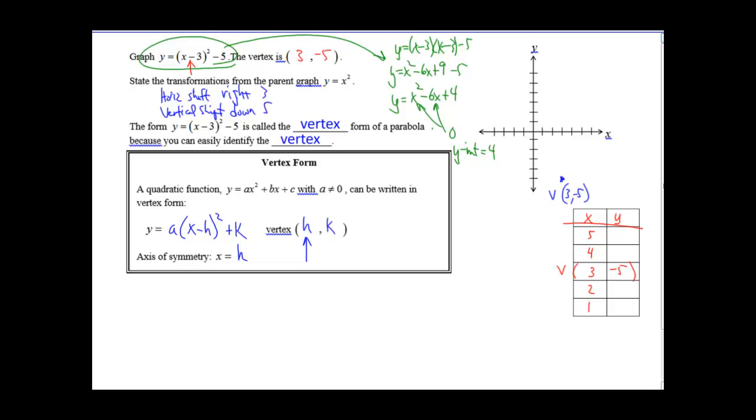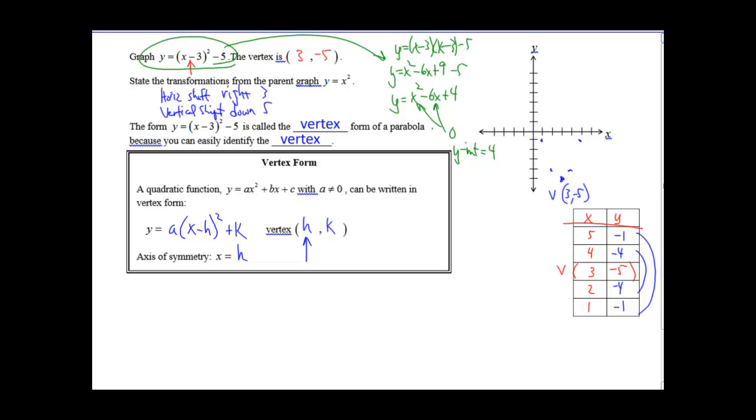If we plug in 5, what we can do is 5 minus 3 is 2. 2 squared is 4. 4 minus 5 is negative 1. 4. 4 minus 3 is 1. 1 squared is 1. 1 minus 5 is negative 4. Already got the 3, negative 5. 2. 2 minus 3 is negative 1. Negative 1 squared is 1. 1 minus 5 is negative 4. And if you notice, these are mirror images, so if you plug in 1, you should get negative 1.